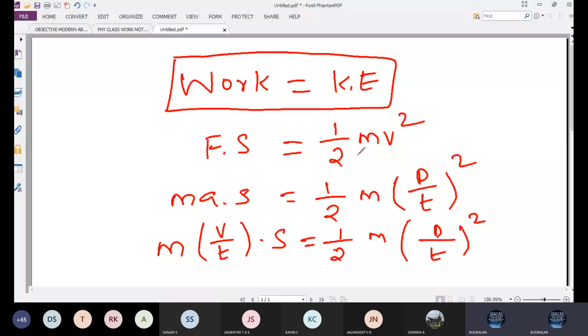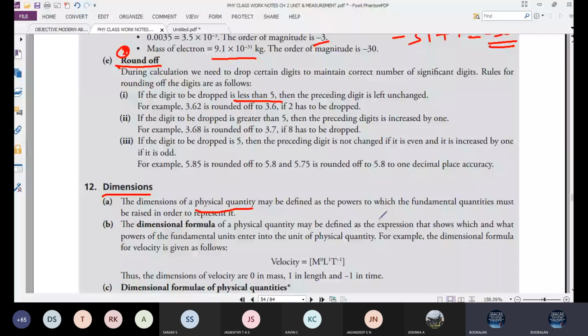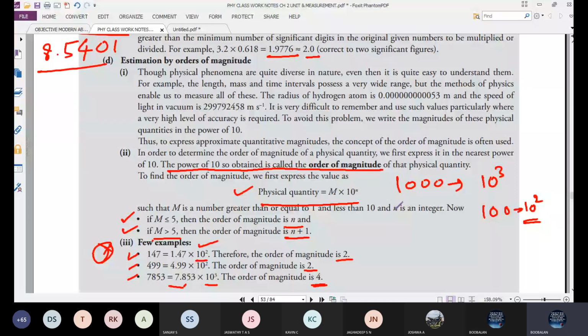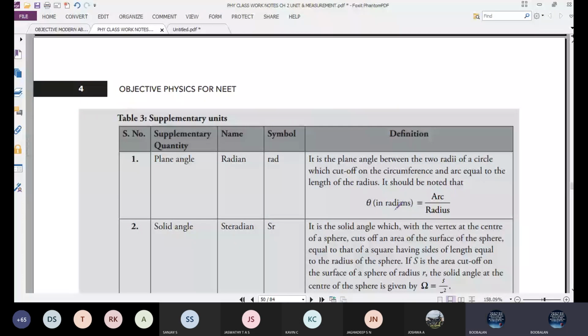So in this physical quantity, now we are writing in the power of the fundamental quantities. The power to which the fundamental quantity must be raised. So what's the power for fundamental quantities? Fundamental quantities, 7 are there. Based on those 7 fundamental quantities only, we can write the dimension formula.